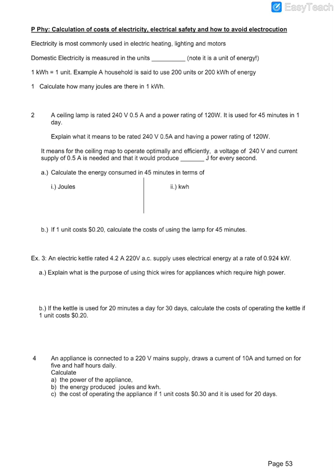Right, so today what we're going to do is a calculation of the cost of electricity, electrical safety, and how to stop yourself from getting electrocuted. Electricity is most commonly used in what? Of course, heating, lighting, and motors. This is page 53. By the way, look at page 53. So you flip back. These are under notes, right?